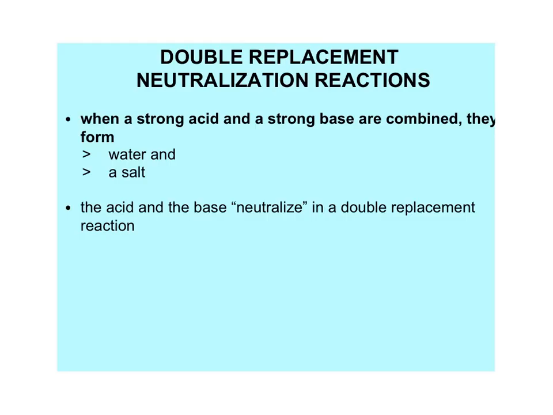So now let's talk about the reaction between a strong acid and a strong base. This is going to be a neutralization reaction. They're going to neutralize one another, and this is going to be a double replacement reaction. Products are always going to be water and what we call a salt. Salt is just an ionic compound.